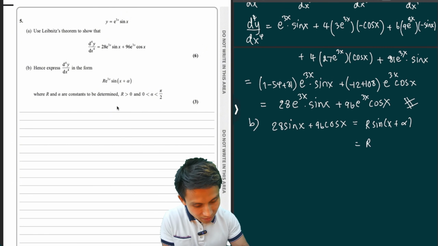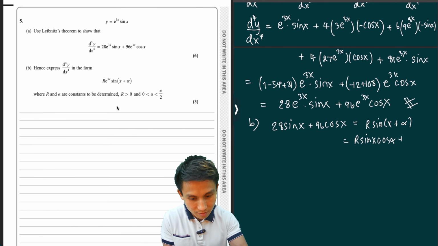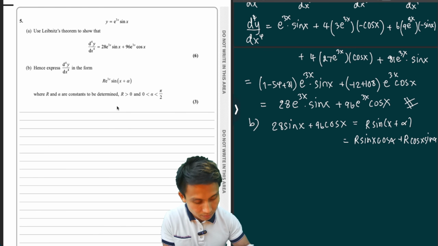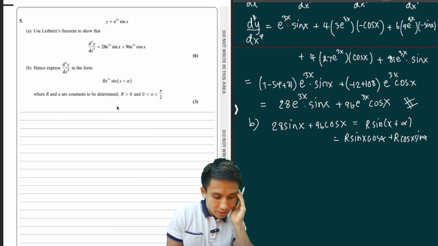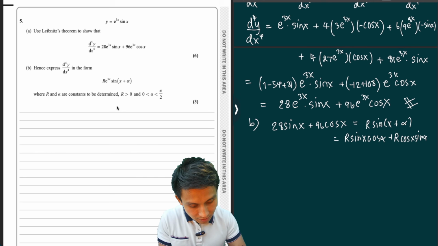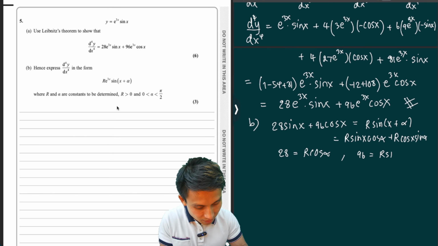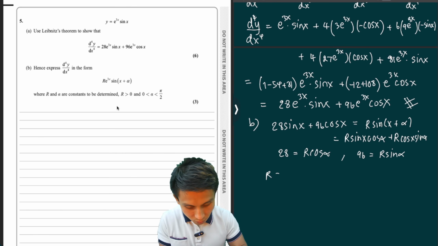And then we separate that into r sine x cos alpha plus r cos x sine alpha, right? Okay, and then we can compare that: 28 equals r cos alpha and 96 equals r sine alpha. So r would be the square root of 28 squared plus 96 squared.